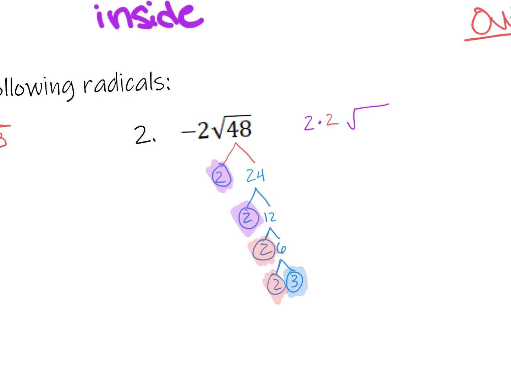And then this 3 right here. Unfortunately, my 3 doesn't have a buddy, so it is going to go inside the radical.